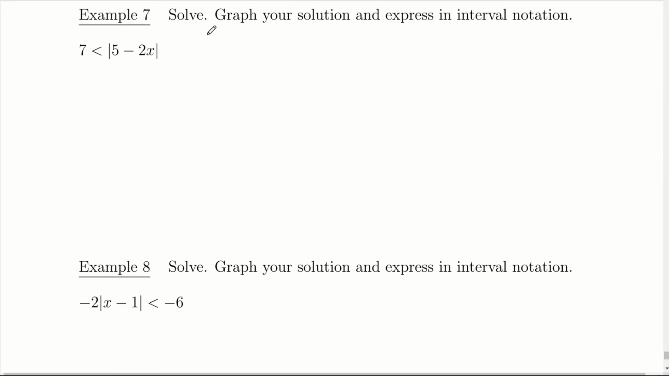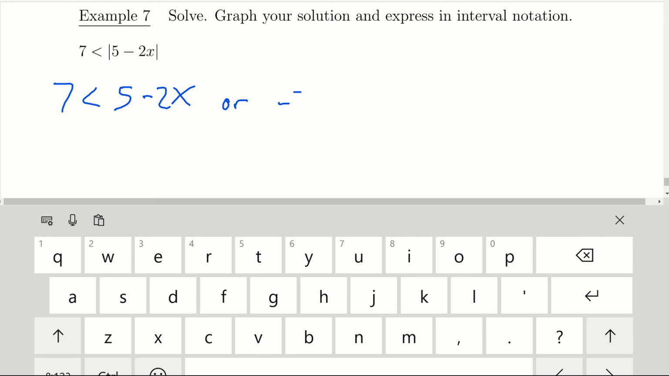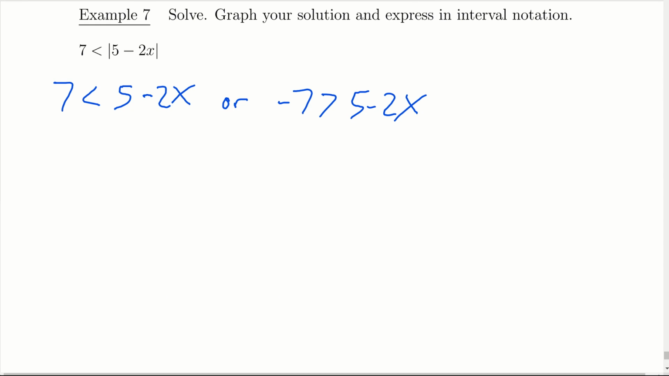Let's take a look at example 7. We want to solve 7 is less than 5 minus 2x in absolute value. The absolute value is already by itself, and notice that this is essentially saying that the absolute value is greater than some number. In order to solve this, we're going to take the part on the inside, the 5 minus 2x. This either has to be greater than 7, so we set 7 less than 5 minus 2x, or we could have negative 7, the opposite, is greater than 5 minus 2x.